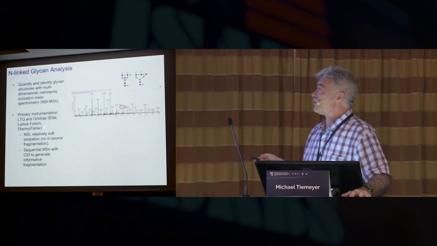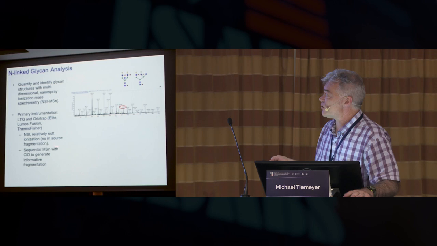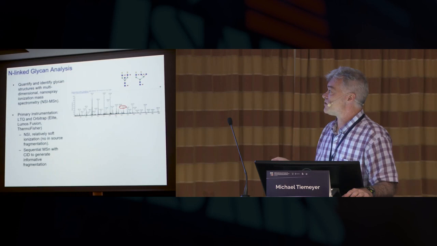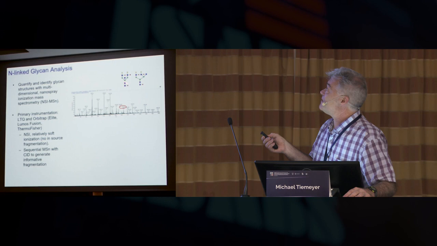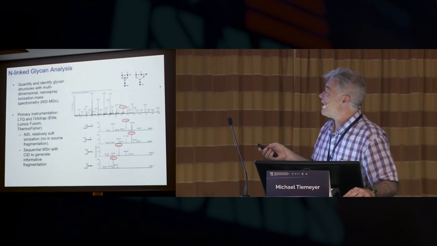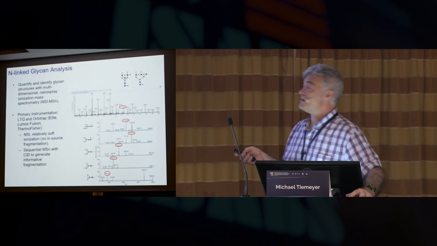These allow us to not have to worry too much about in-source fragmentation because the ionization method is relatively soft, but also allows us to do MSn analysis to really drill down and get structural features from our analysis. So for instance, two glycans that have the same composition might have very different structures, and we can fragment down to derive signature fragments that let us distinguish between, say, this bisected structure and a triantennary glycan.